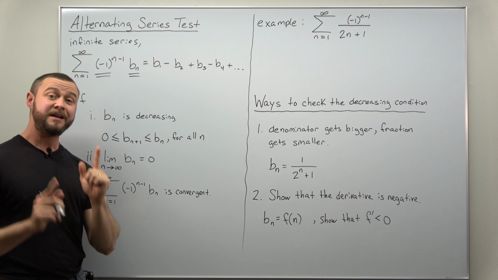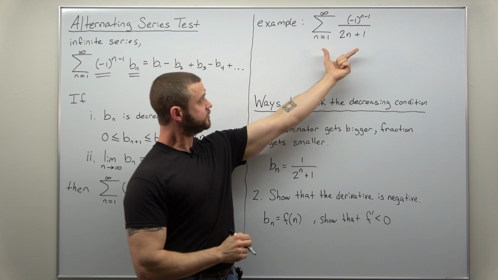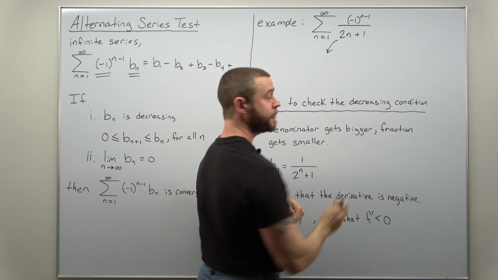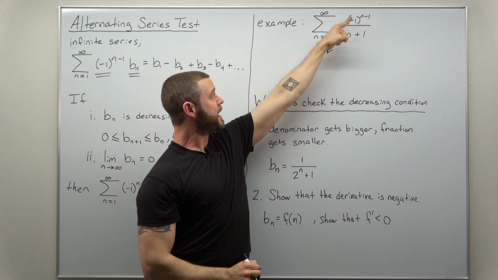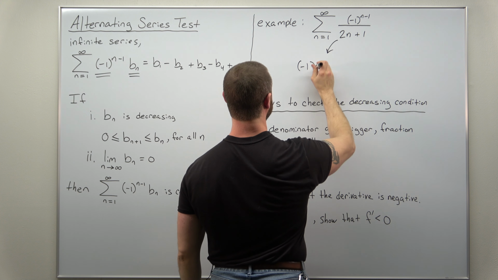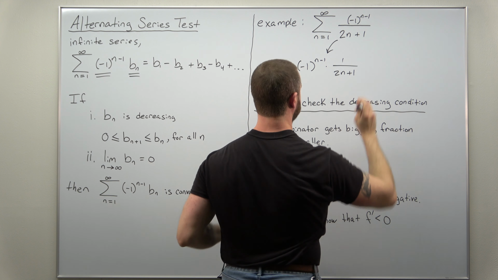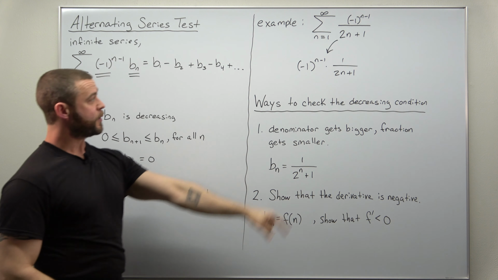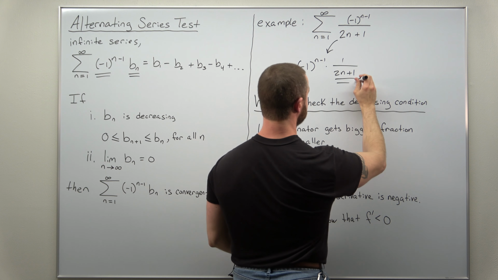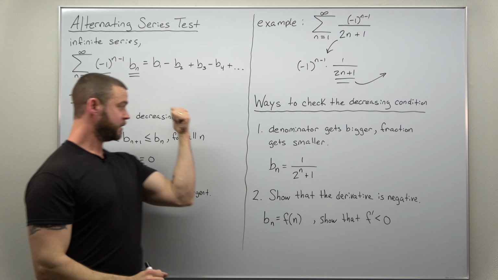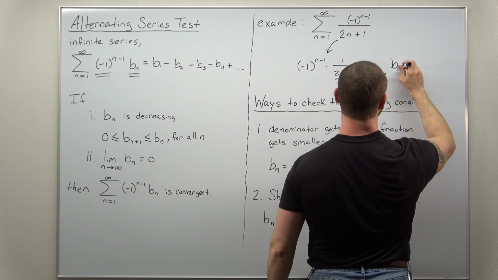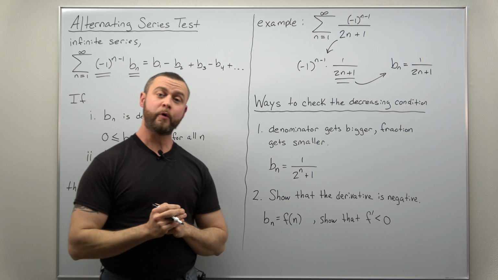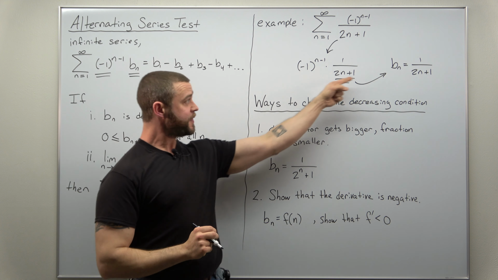So let's take a look at a quick example to identify what b sub n is. Typically when you're given an infinite series, like this example here, just get in the habit of rewriting it. If I take my term here, I can bring that alternating term, (-1)^(n-1), out front, and I can rewrite it like this, and that will look more like the general statement for the term in an alternating series. We have our alternating term, but more importantly, this part right here is what we're going to call b sub n for the alternating series test. So for that example, b sub n would be 1 divided by 2n plus 1.